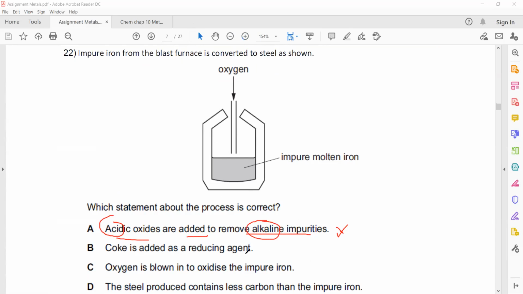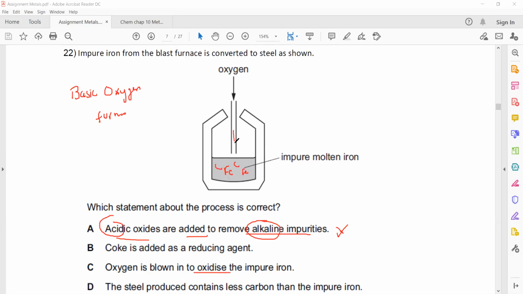Coke is added as a reducing agent. Look, in this one, we already have molten iron. Coke is added as a reducing agent in a blast furnace, but this is not the blast furnace. This is a basic oxygen furnace. When we want to change the composition, this contains iron and some carbon. Oxygen is blown to oxidize impurities.